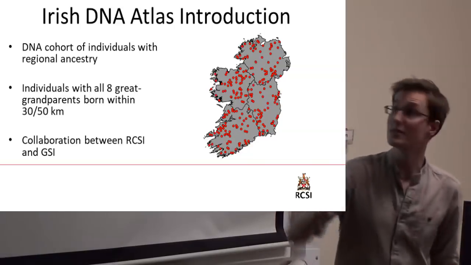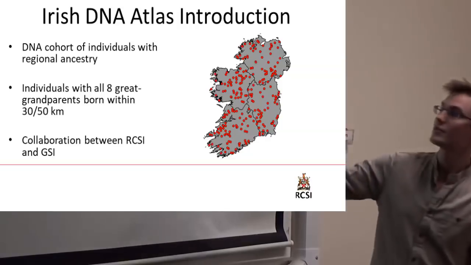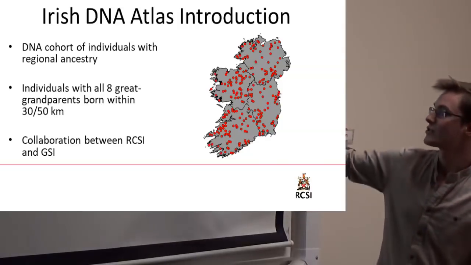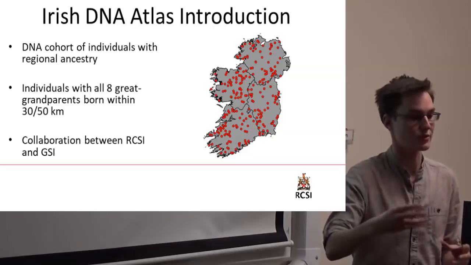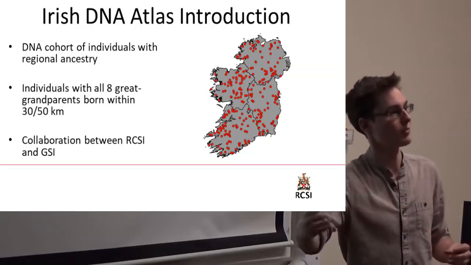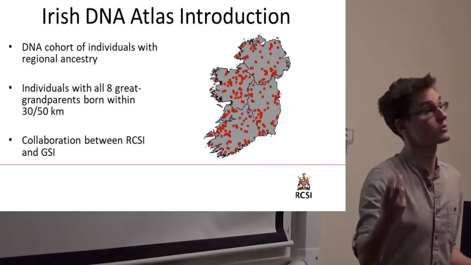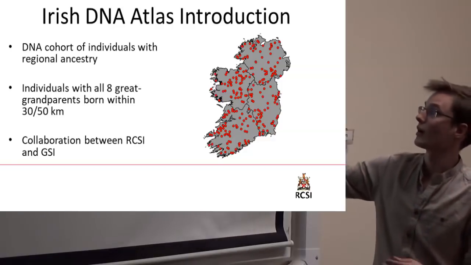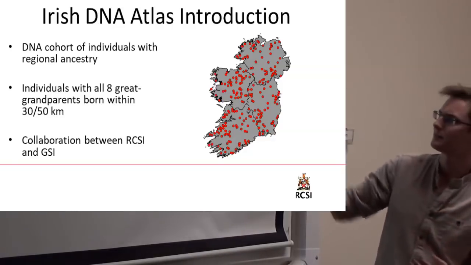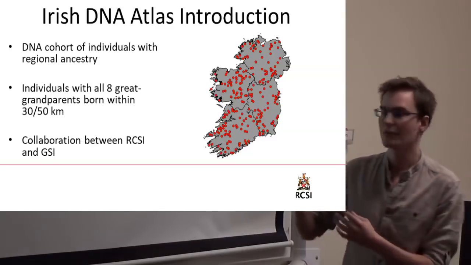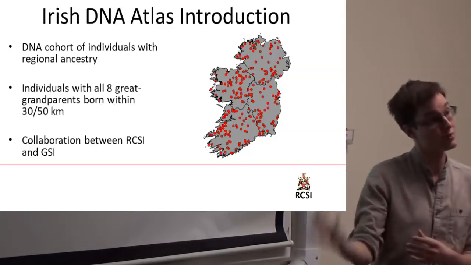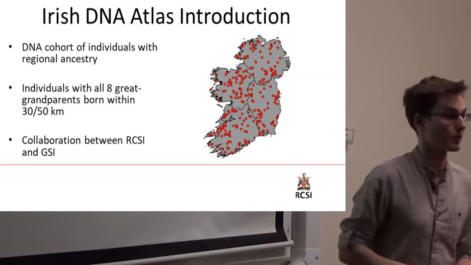On the right, you can see a map of the individuals that we've currently recruited, and each dot is the average latitude and longitude of that individual's 8 great-grandparents' birthplaces. So essentially where their ancestry is coming from. You can see that we've got coverage across the island of Ireland. We've got some gaps, but for the most part, we've got even coverage across Ireland. So we've got both Northern Ireland and the Republic as well.